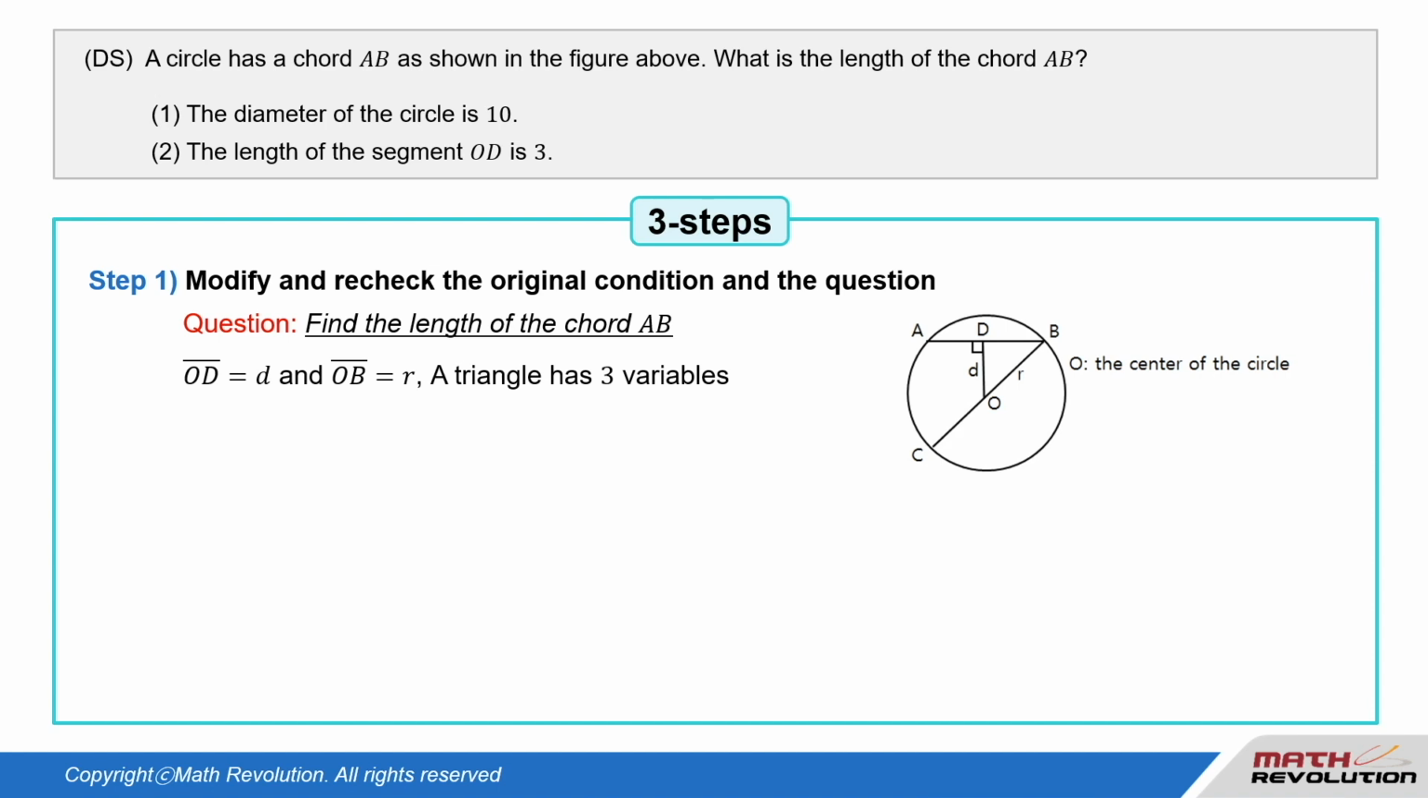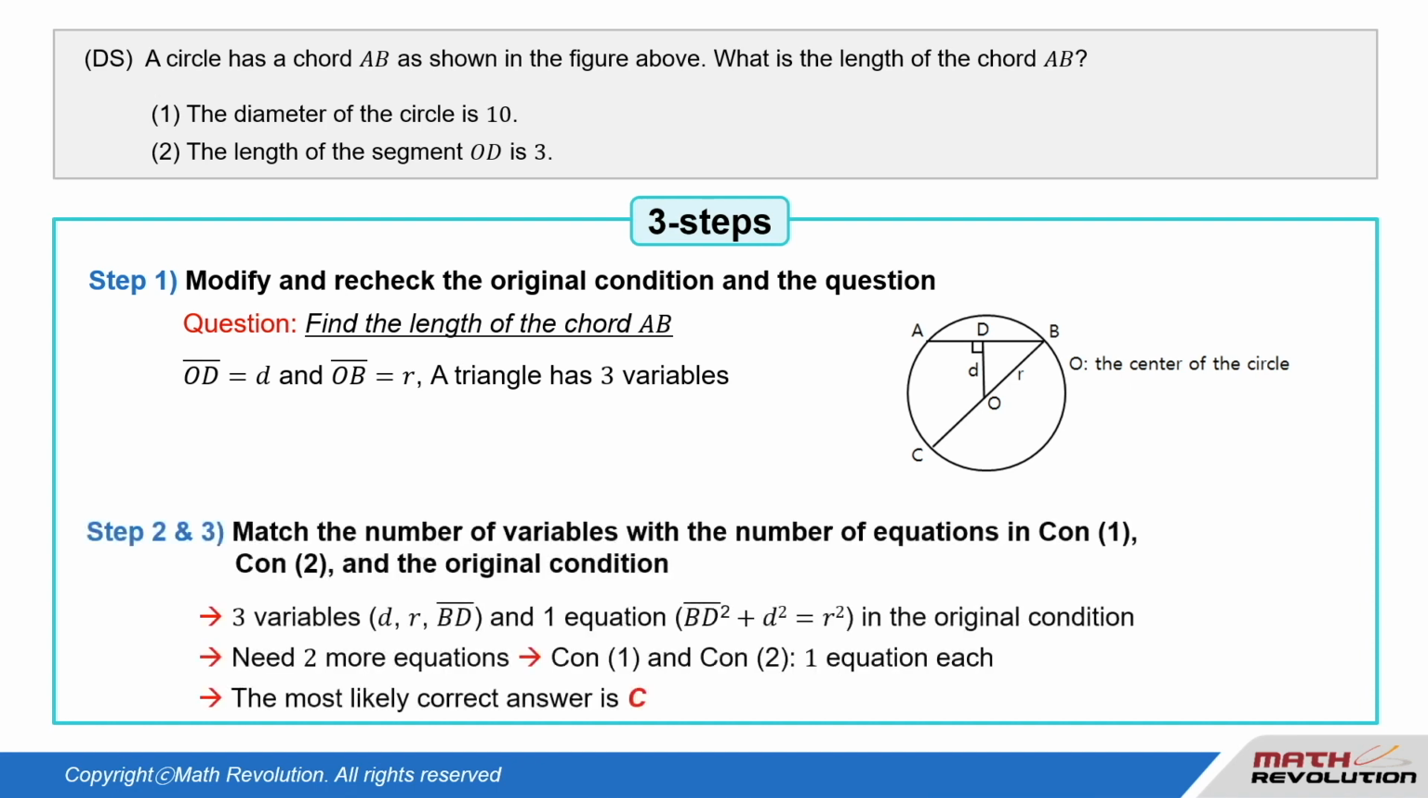If a question asks to find the area or the perimeter or the length of a triangle, not the measure of an angle, then we have three variables. If a question gives us a measure of an angle or a length of a side in the original condition, then it also gives us an equation. Follow the second and the third steps.